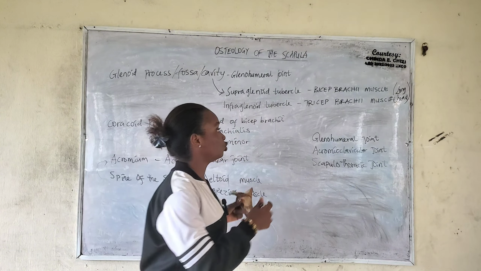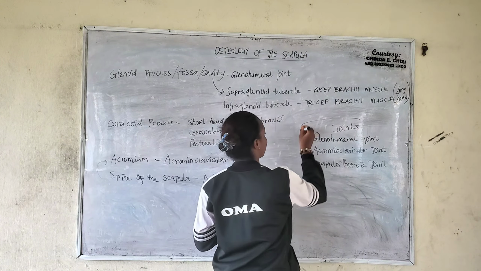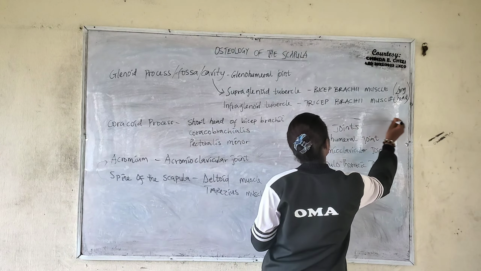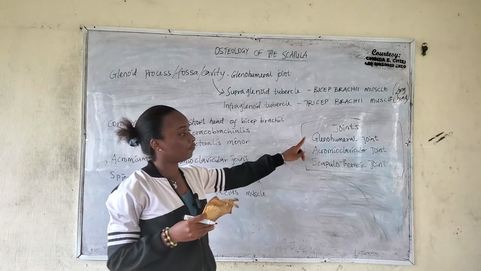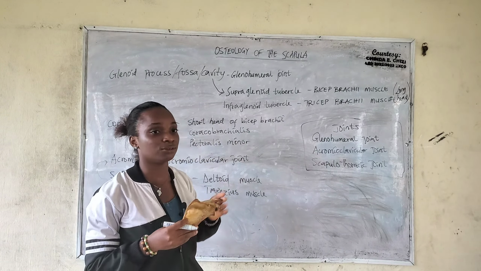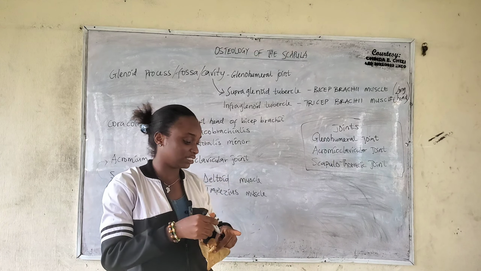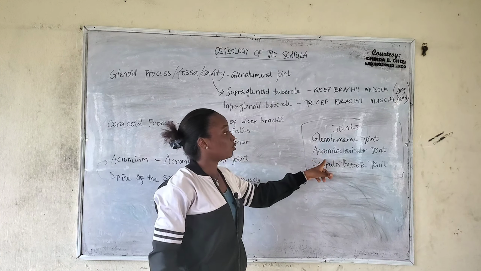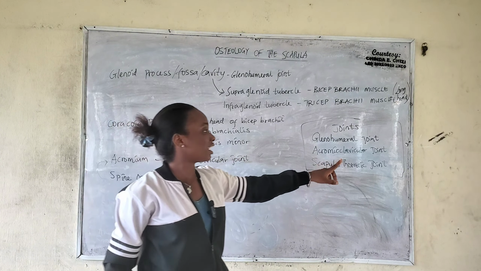Now, I want us to note the joints of this scapula, because a very important question that comes out in exams is: what joints does this bone, the scapula, form? The first one is the glenohumeral joint. We've talked about it already. It is the joint it forms with the humerus, the bone of the arm. The second one is the acromioclavicular joint. This is the joint it forms with the clavicle.